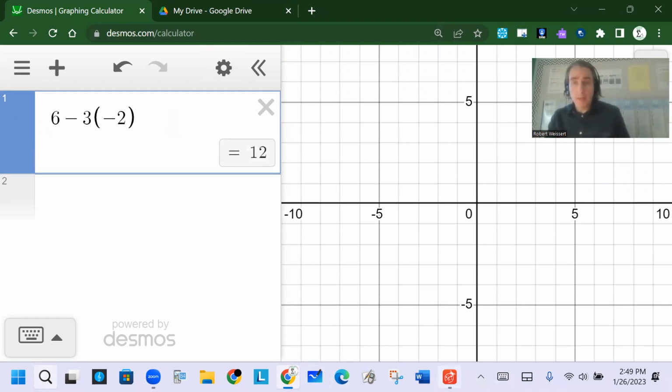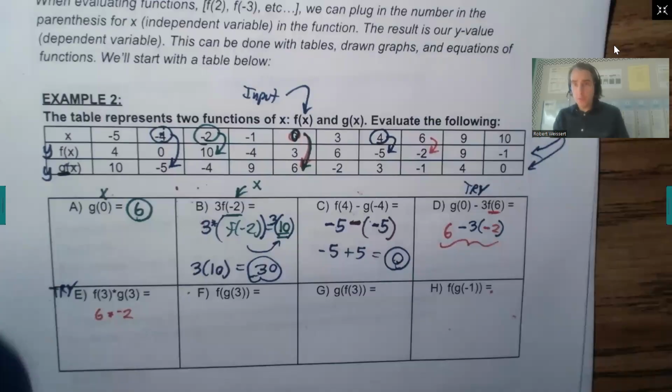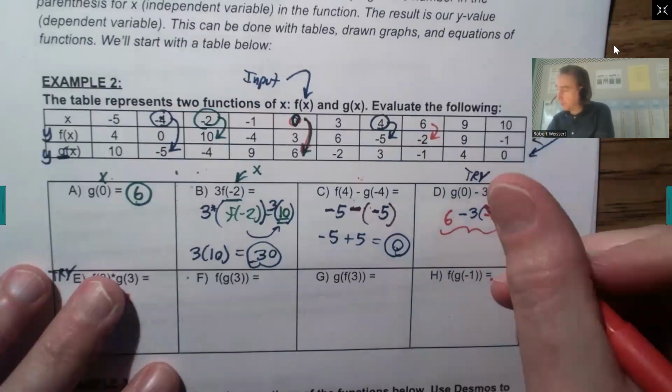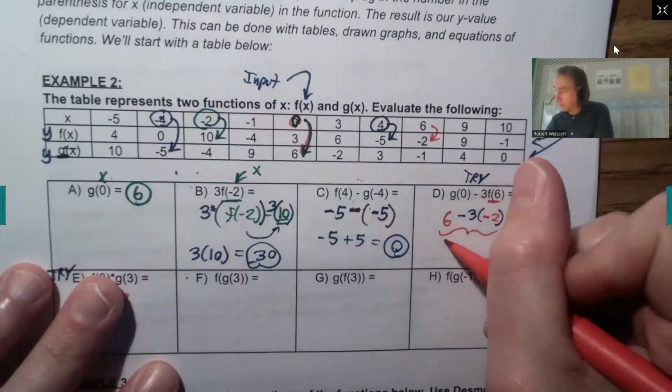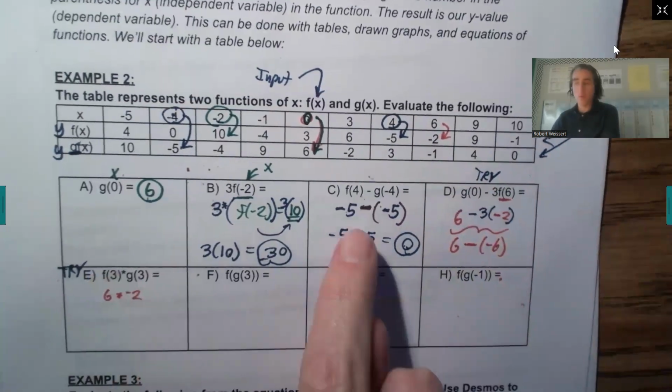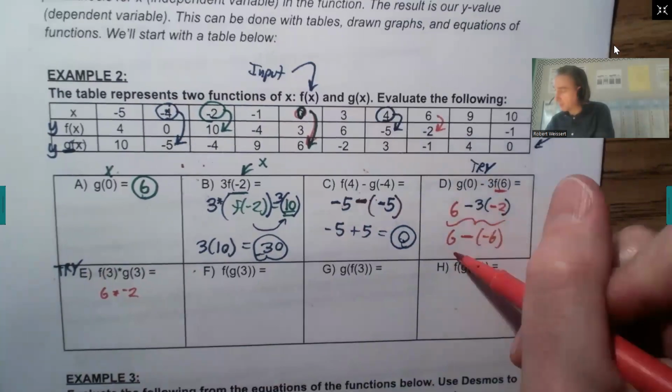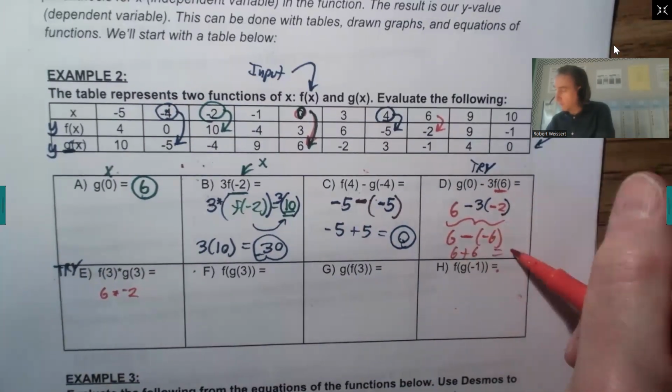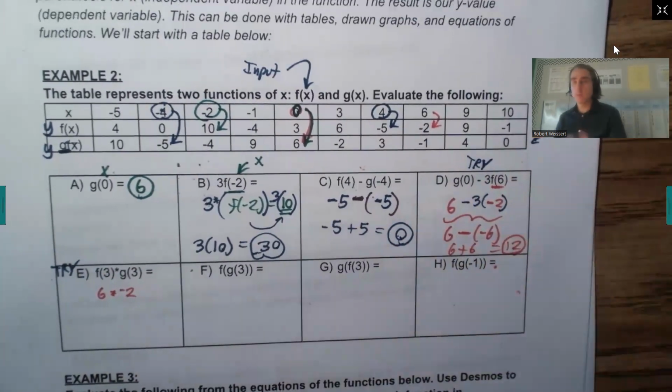If you are doing this by hand, just remember your order of operations. 3 times negative 2 is negative 6, but you're doing 6 minus negative 6. And so just like over here, the negatives will cancel out. And so that's really 6 plus 6, which is 12. So you can do that by hand if you want, but that's definitely something you can do in the calculator.